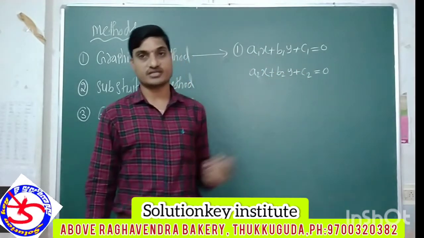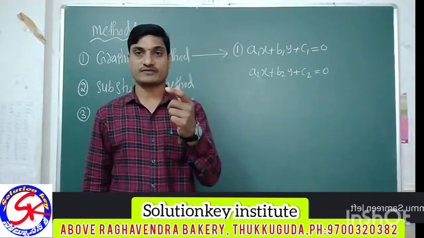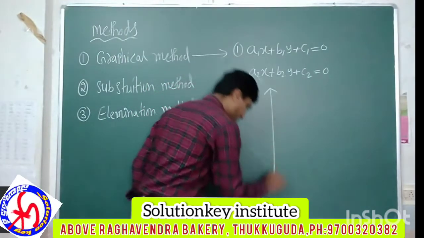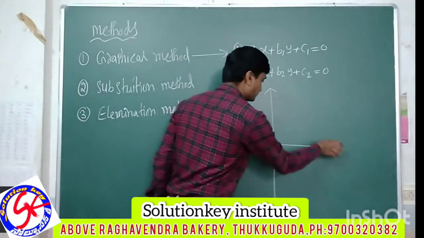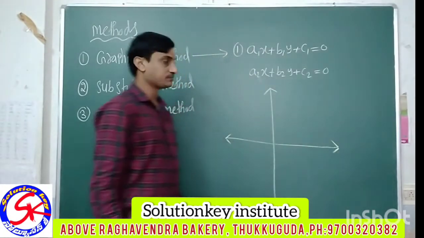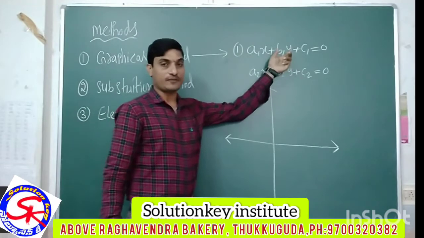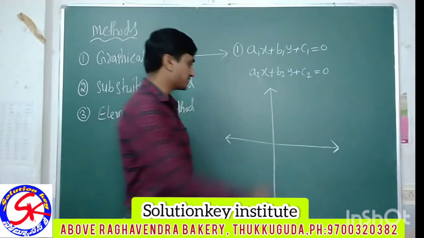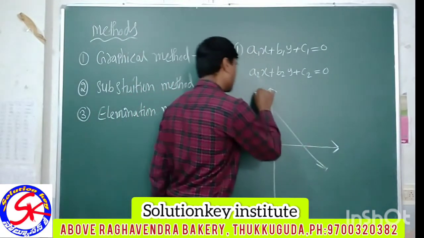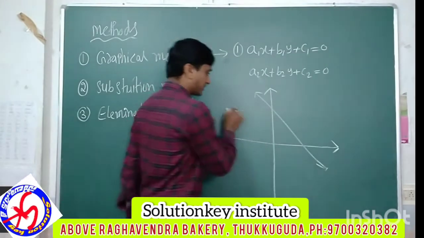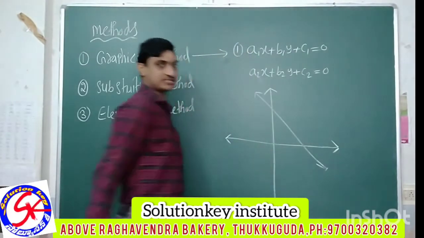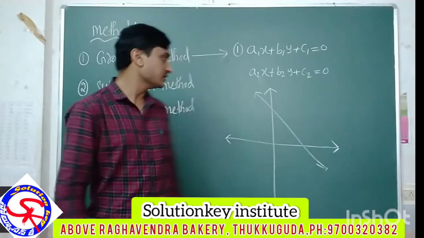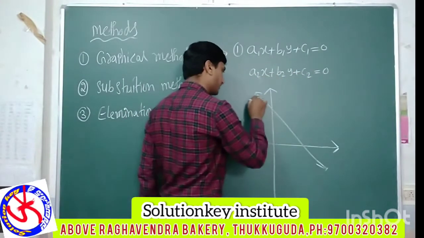If you take the first two equations, you can draw the graph. For example, it is a graph sheet. In this graph sheet, you can draw the graph for the first equation. That equation gives one straight line, like this, or otherwise like this. Whatever it is, that equation gives a straight line. And one more equation also gives one more straight line.